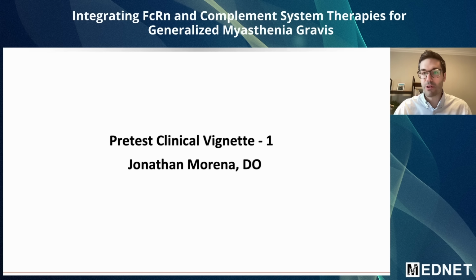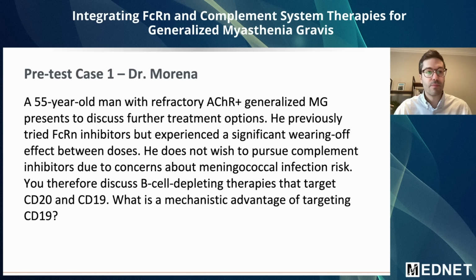All right, so we'll start with our first question. A 55-year-old man with refractory AChR positive generalized myasthenia gravis presents to discuss further treatment options. He previously tried FcRn inhibitors, but experienced a significant wearing off effect between doses. He does not wish to pursue complement inhibitors due to concerns about meningococcal infection risk. You therefore discuss B-cell depleting therapies that target CD20 and CD19. What is the mechanistic advantage of targeting CD19?